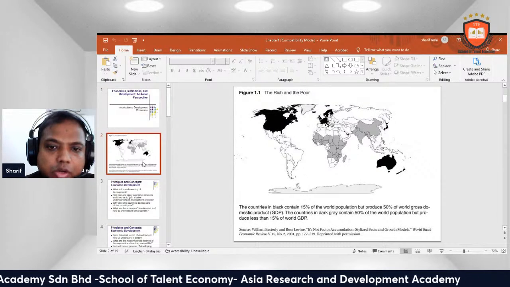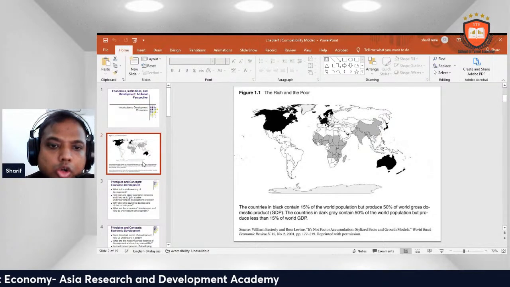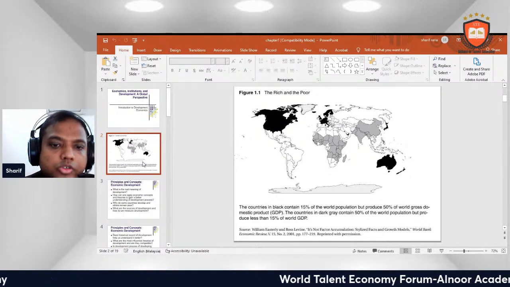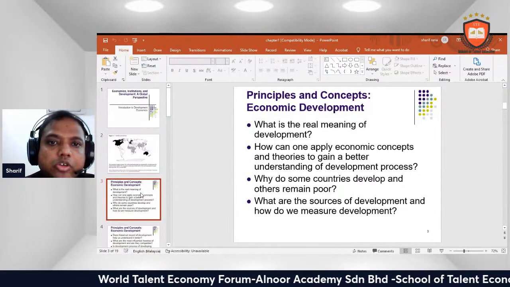The countries in black contain 15% of the world population but produce 50% of the world gross domestic product. The countries in dark gray contain 50% of the world population but produce less than 15% of the world GDP. Principles and concepts of economic development.